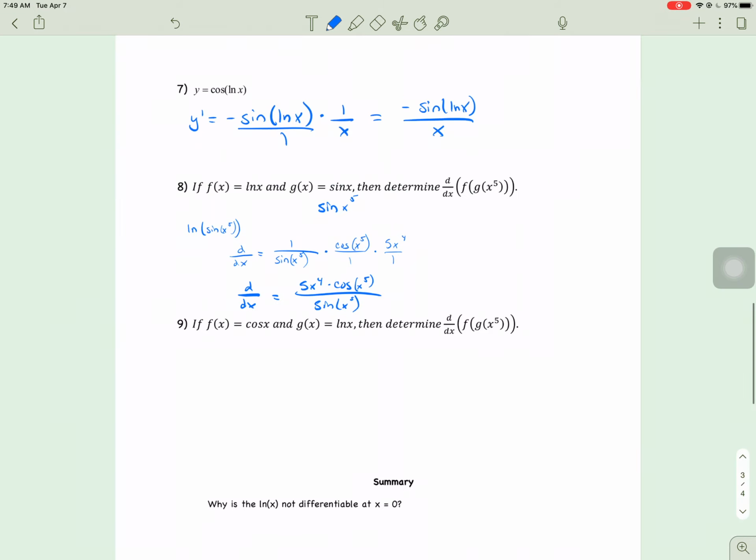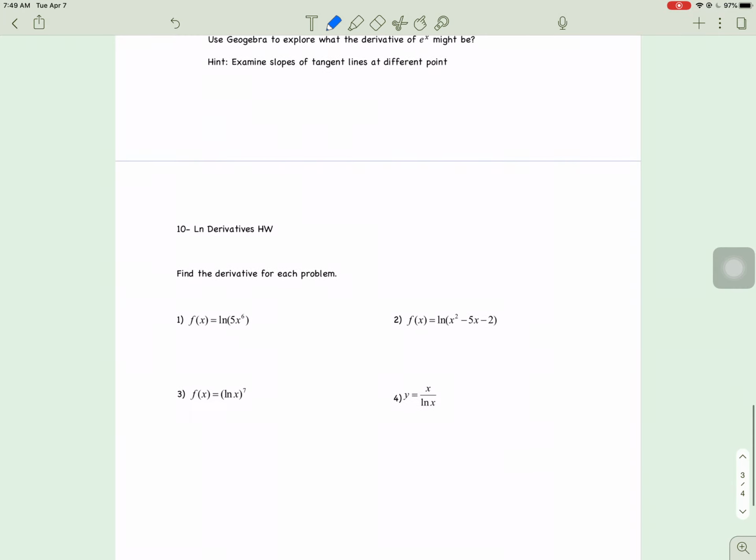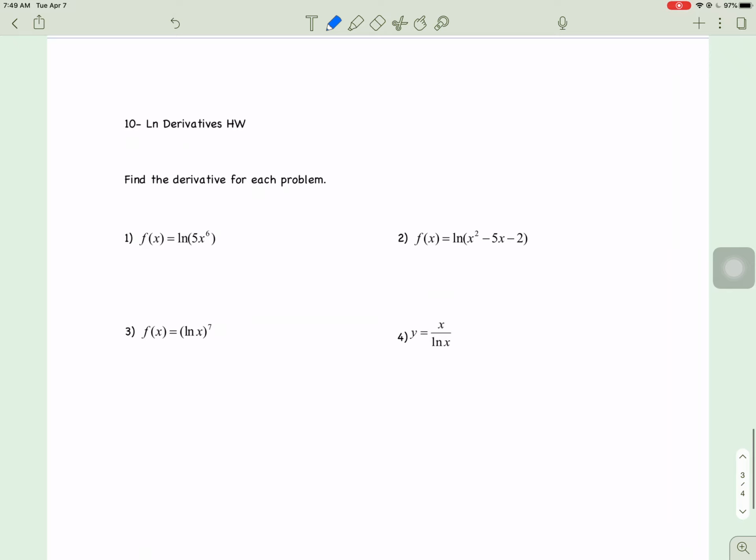Cool. All right, so you could skip this next one. You don't have to do number 9. But for tonight also, I'd like you guys to try these 4 down here as well, and I'll post a key for it.